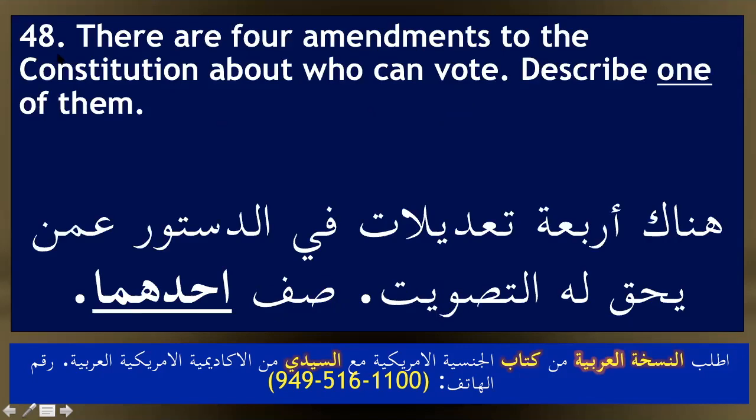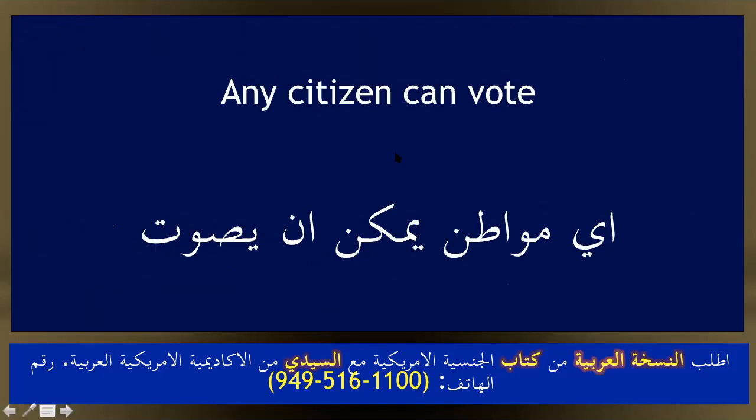Question 48. There are 4 amendments to the Constitution about who can vote. Describe one of them. Any citizen can vote.